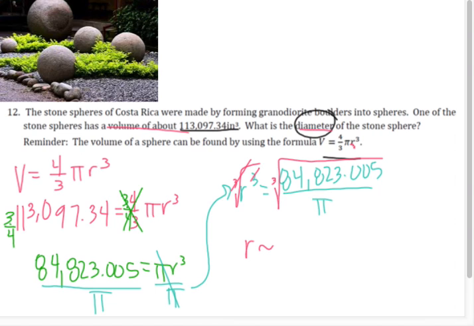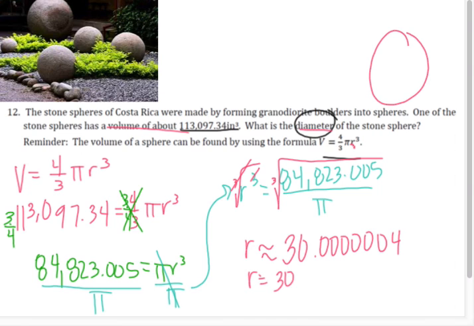So r will be approximately, you type it in on your calculator, 30 point, and then 6 zeros, and then a 4. So we're going to round it: the radius is 30. But remember, the problem doesn't want the radius, it wants the diameter. If you have a circle, this is your radius, but the whole way across is your diameter. So we just need to multiply it by 2. So 30 times 2 gives me 60, and my label for this would be 60 inches.